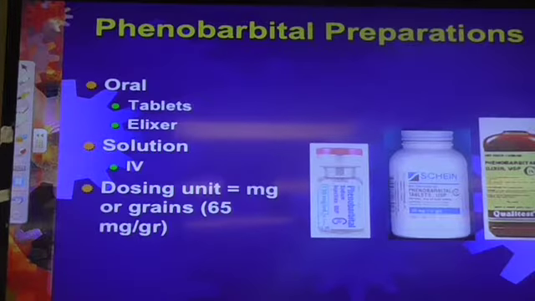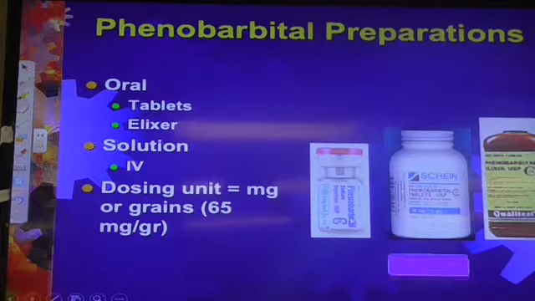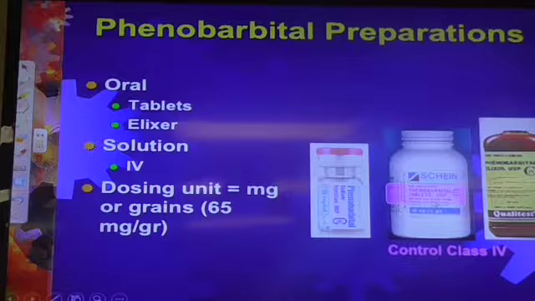Okay, so the preparations, and notice that they're all Schedule 4. This is also a drug that comes in grains, right here, half grain. 65 milligrams is a grain, but nicely, they go ahead and put the milligrams on there as well. This is a very, very old drug back when we were administering things in grains, and so they just have kept that on the label.